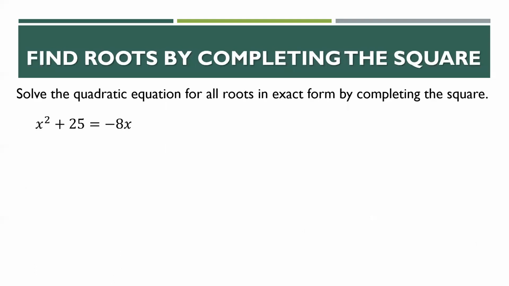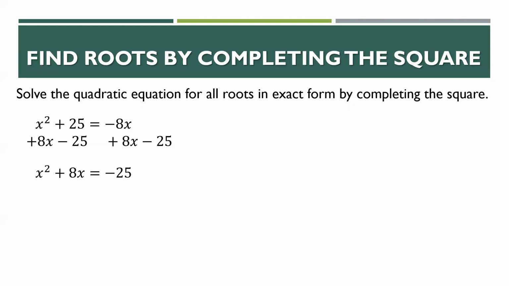So here's our first example. I've got x squared plus 25 equals negative 8x. The first thing I want to do is to move the x's off to the left and move that constant off to the right. So in one step, I'm going to be adding 8x to both sides and subtracting 25 on both sides. Here's my result after moving those two terms.